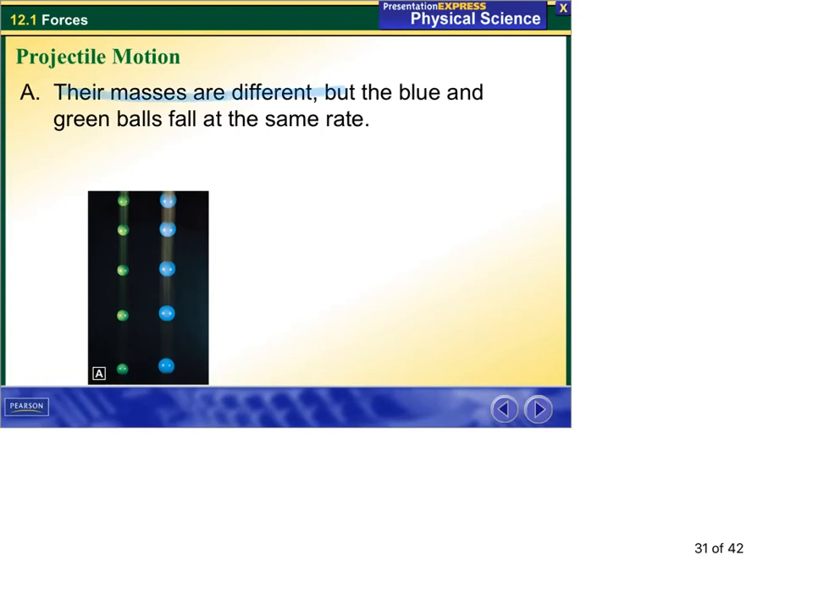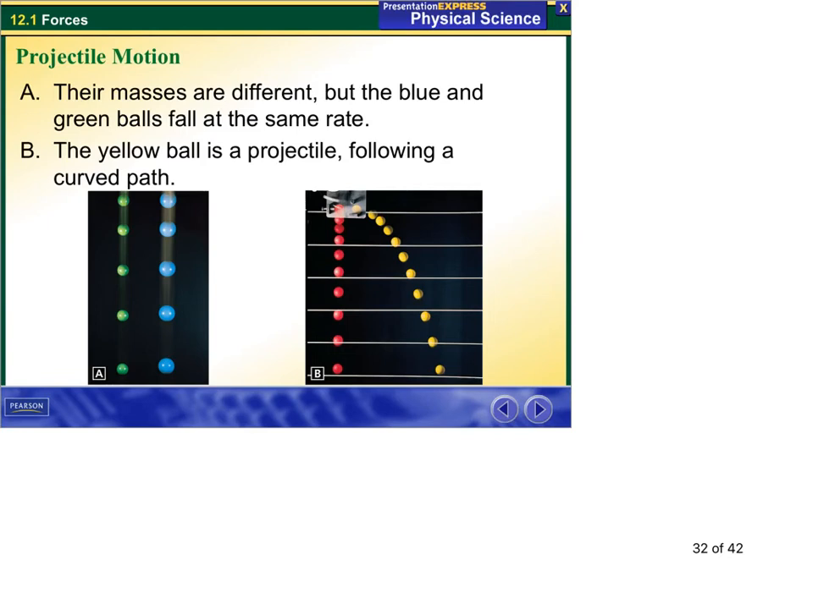Masses, again, do not make any difference on falling objects. They're going to fall at the same rate. Doesn't matter. Here, an illustration of the green and the blue falling at the same rate, hitting the ground at the same time, as long as we can ignore air resistance. And if one is falling straight down and one is curving out, again they're going to hit the ground at the same time, as long as there's no significant air resistance, because the only thing making them go down is gravity.